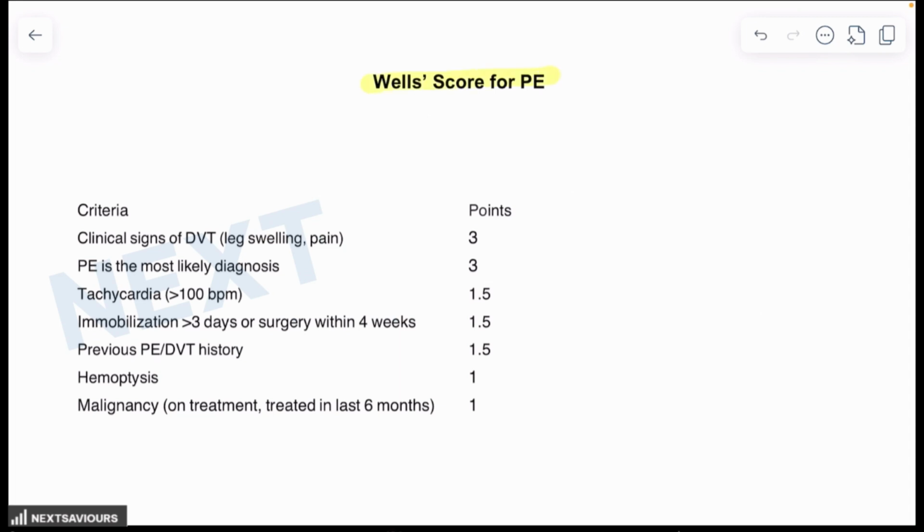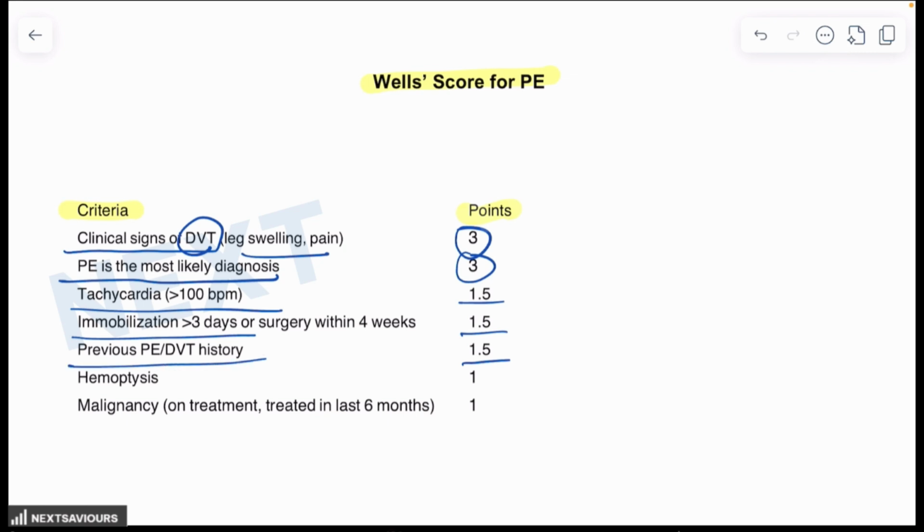As all of you know, clinical suspicion and risk stratification is based on the Wells score, and these are the points which are provided. The first one is the clinical sign of DVT, which is leg swelling and pain. 3 points are given. PE being the most likely diagnosis based on clinical experience, 3 points are provided. 1.5 points are provided for tachycardia, immobilization, and previous pulmonary embolism or DVT history, and 1 point each is provided if there is a history of hemoptysis or malignancy provided in the question. Based on that, interpretation is done.